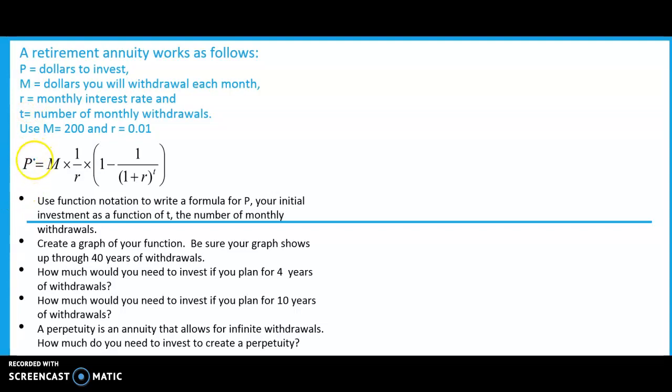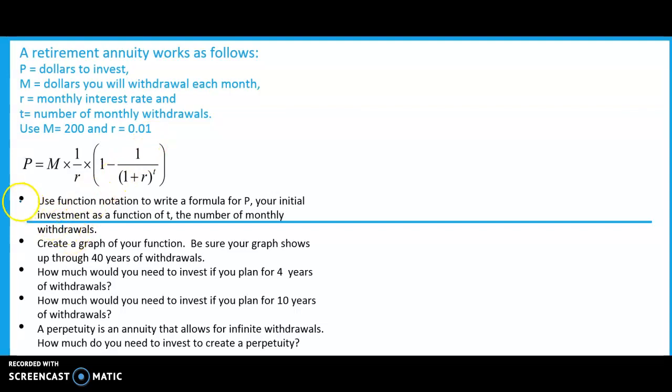here, that is what we're calculating. How much should we invest? M is the dollars you want to withdraw each month. R is the interest rate per month. T, number of monthly withdrawals. For our problem, we're going to use M is 200, so that means we would withdraw $200 a month. And the value for R that we'll use is 0.01, so that is our monthly interest rate.